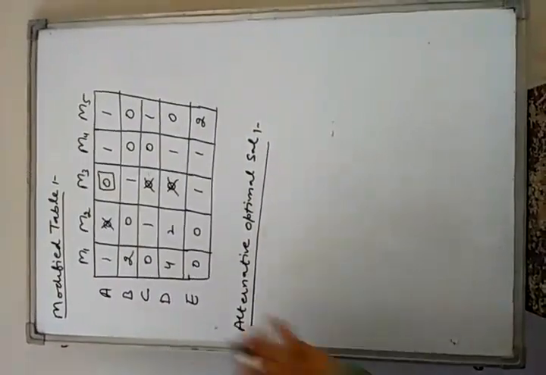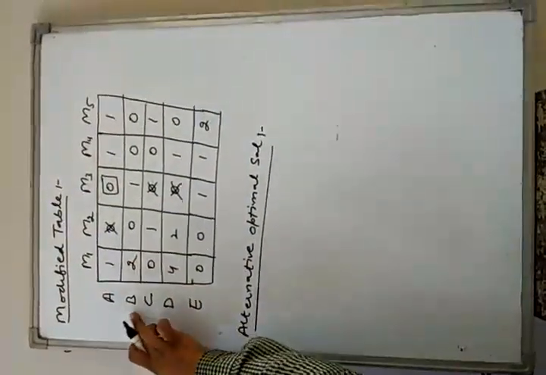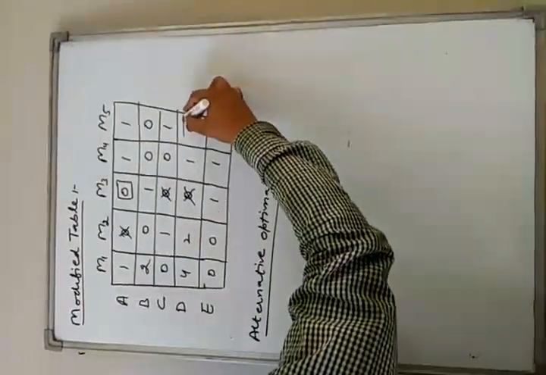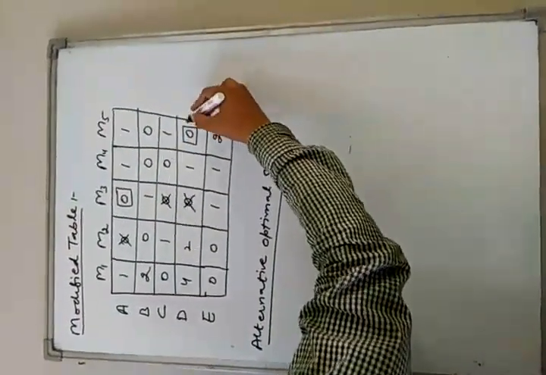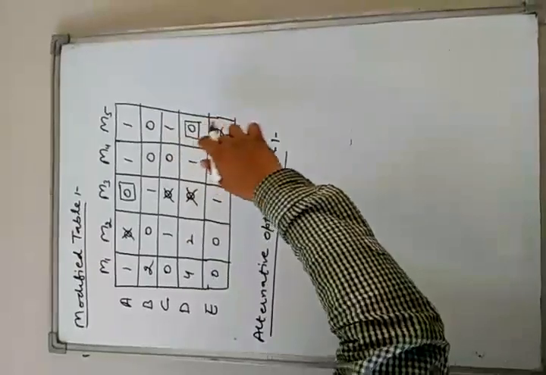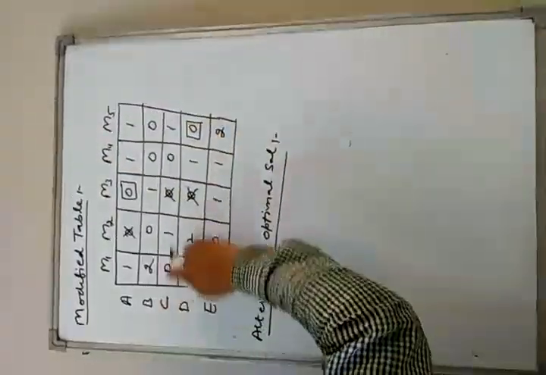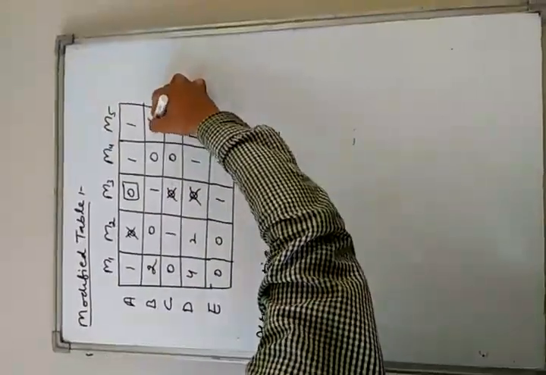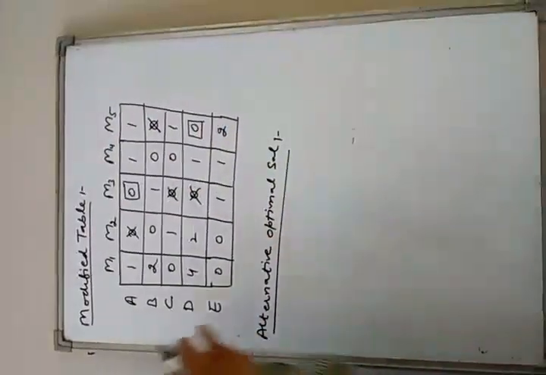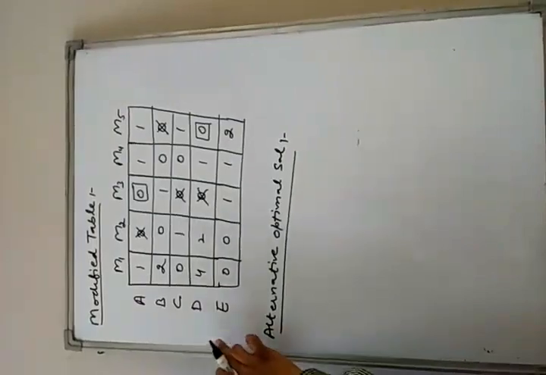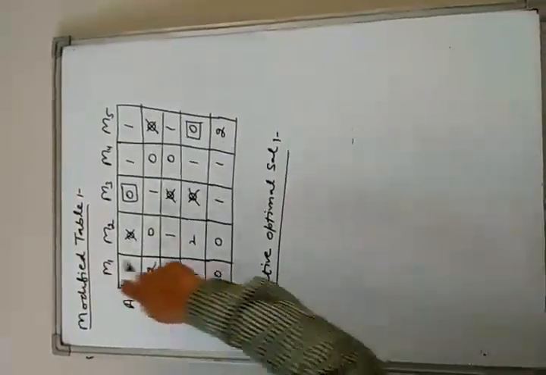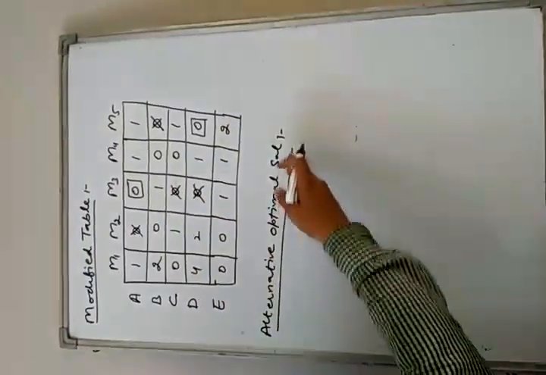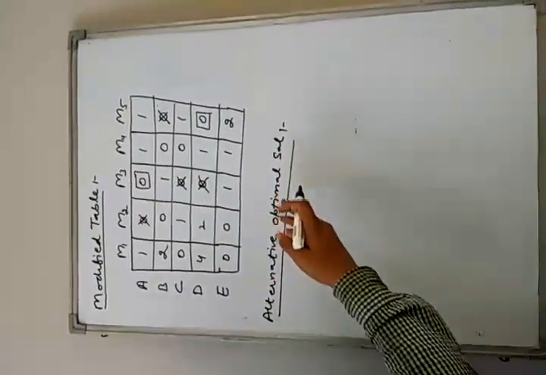Now we will repeat the process. Here three zeros, two zeros, one zero. Now we will box this zero and cross our other zeros in this column and in this row. In this row, there is no zero. In this column, a zero is here, cross this zero. Repeat the process. Here two zeros, two zeros, two zeros. Column wise, two zeros, two zeros, two zeros. I earlier said that this is the alternative optimal solution case.